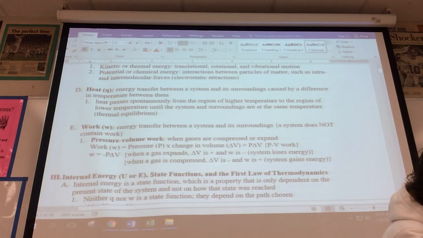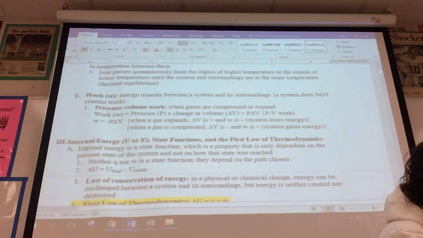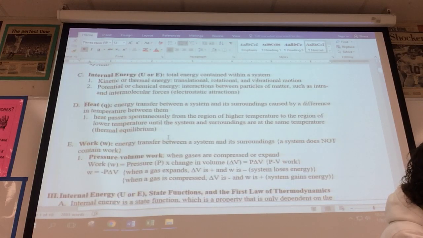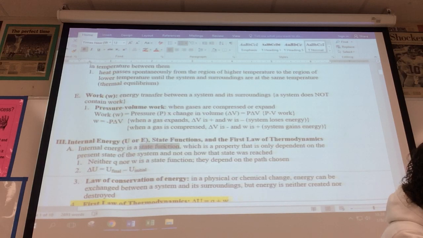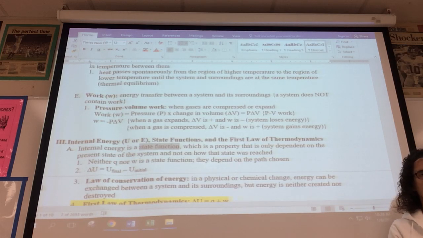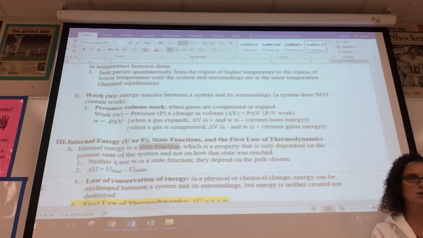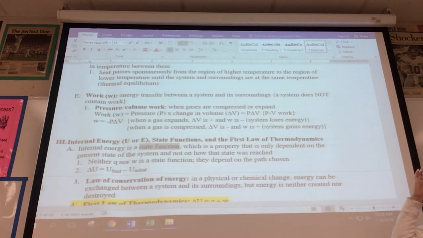So internal energy, state functions, and the first law of thermodynamics. Now internal energy, as we said, is the total energy contained within a system. This is a state function, so that means it only depends on the beginning point and the end point, the final and the initial, and you can subtract the two to get the change in internal energy. And that will be important. If something is a state function, you can calculate its quantity simply by subtracting the initial from the final.